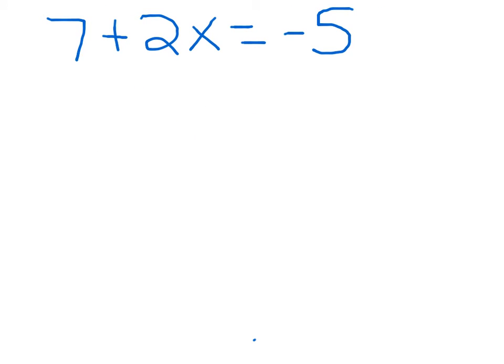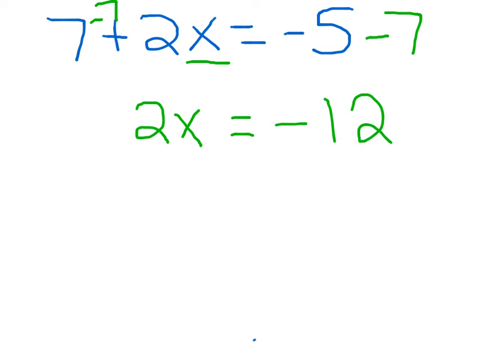Now, we are going to solve for the second equation. 7 plus 2x equals negative 5. So, we're going to do the same thing, and we're going to solve for our variable x. To do this, we are going to subtract 7 from the left side, and whatever we do to the left, we have to do to the right. So we are left with 2x equals negative 5 minus 7, which is the same as negative 12. So 2x equals negative 12.